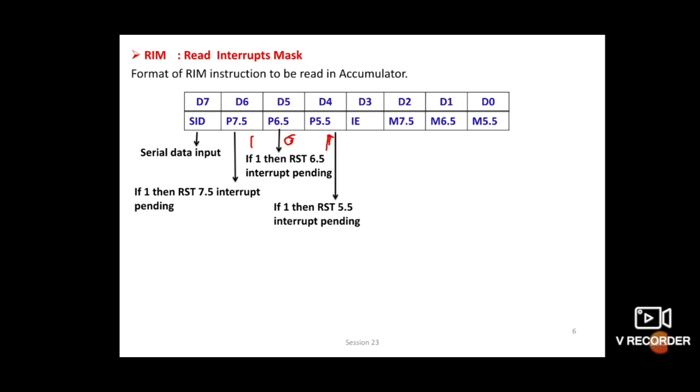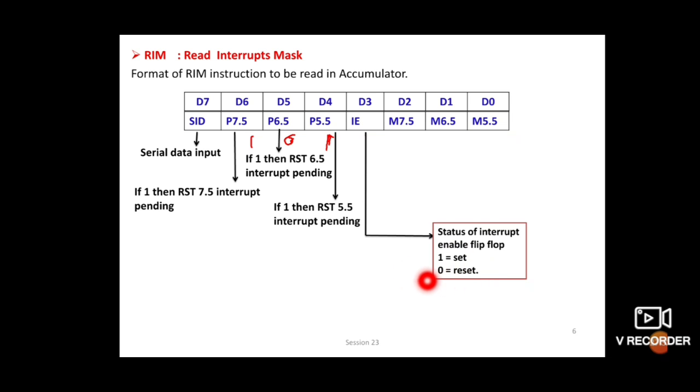Now see IE. IE means interrupt enable. Already we have seen these pins in the previous session. This pin is the status of interrupt enable. E means enable, I means interrupt. Whether interrupt is enabled or disabled, this status is checked through the IE pin. If the IE pin is 1, then it indicates interrupt is enabled. If the IE pin is 0, then interrupt is disabled, means reset.